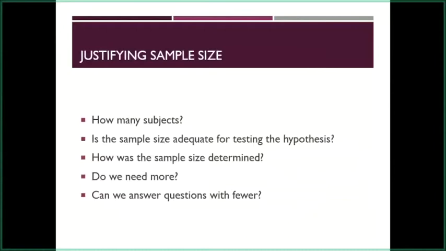If you can answer questions with fewer, why are you asking for what you're asking for? Sometimes these things can still be justified, but you have to be honest about it. And how was the sample size determined? Sometimes it's determined based on feasibility or based on budget, and we're doing the best that we can. You still need to be able to justify it.